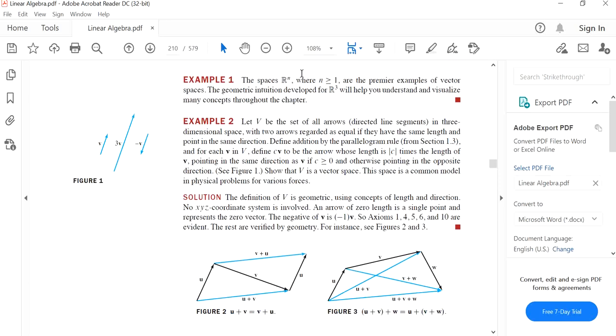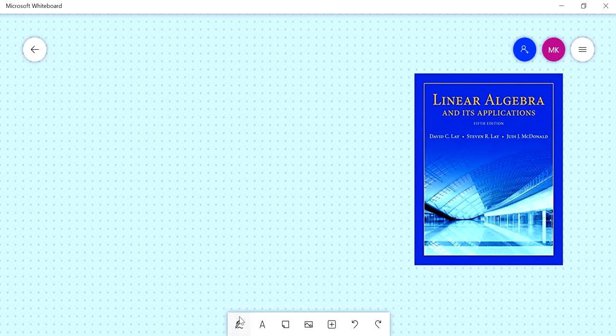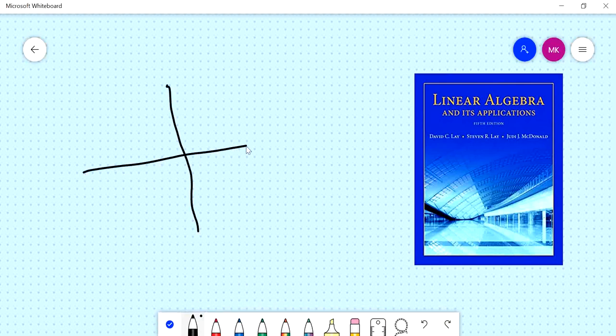The example: the space R^n, where n is greater than or equal to 1, are the premier example of vector spaces. The geometric intuition developed for R^3 will help you visualize. So basically, if you have this 2D plane, then all the elements in this 2D plane are in R^2. So basically, this satisfies all the axioms. You have the zero vector.